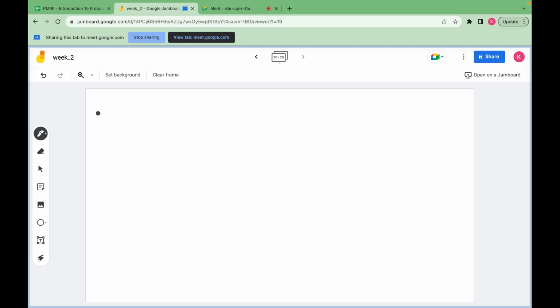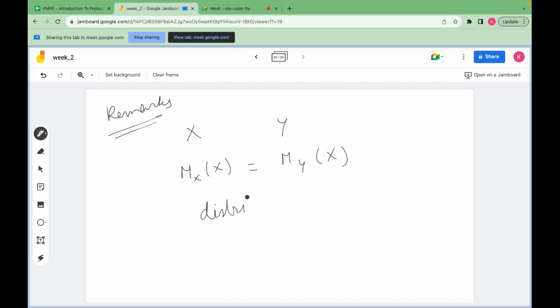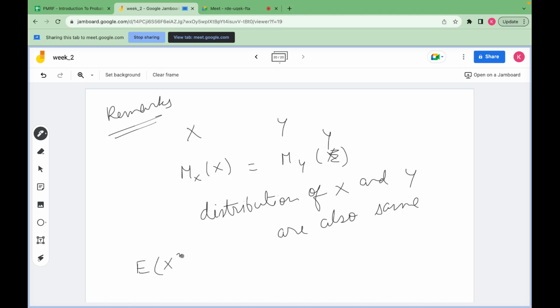So there are a few remarks for this. If there are two random variables X and Y, and if the moment generating functions of these two random variables are equal, then the distributions of X and Y are also the same. And the expectation of X to the nth order is equal to the nth derivative of this moment generating function at t equals to 0. This is another very important remark.